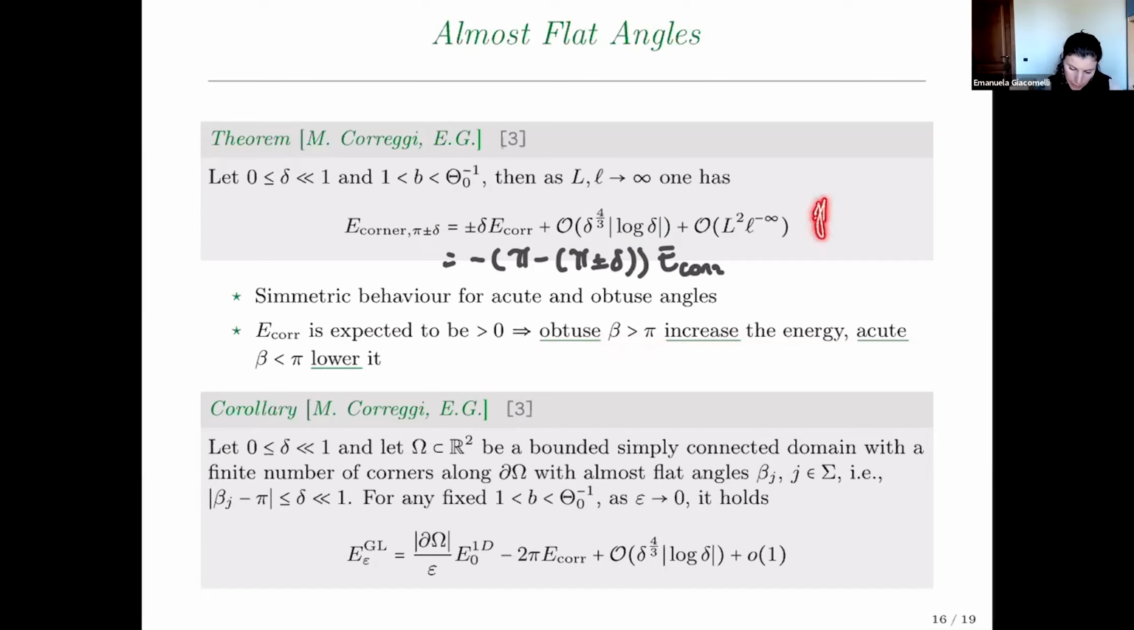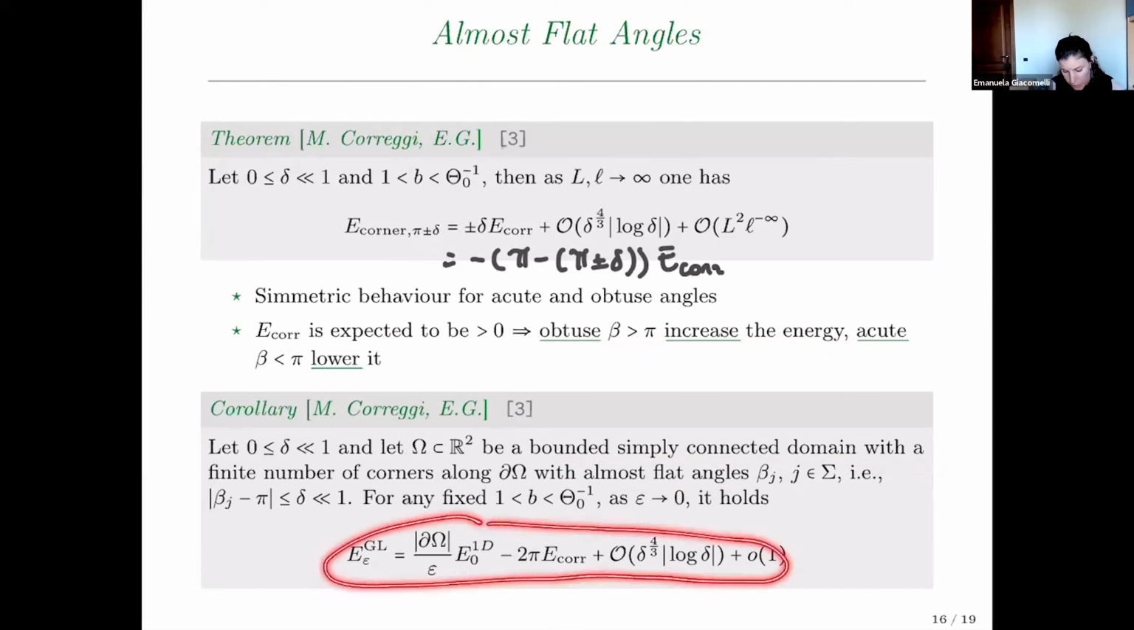As soon as you are able to prove this theorem, you can also write a corollary, meaning that if you put together all the things I told you we proved, what we can say is that if you have a bounded simply connected domain in which just almost flat angles appear at the boundary, then you can extract exactly, at least at the first two orders, what you expect to be true in the presence of corners. So exactly the same energy asymptotics you have for smooth domains.